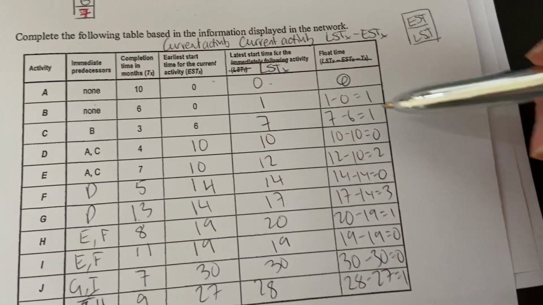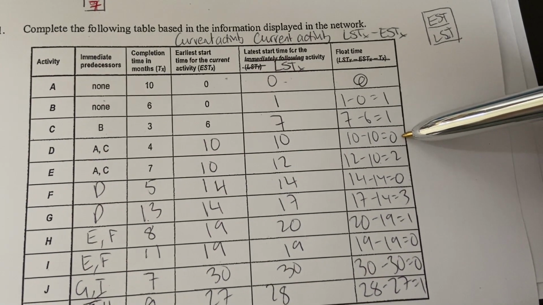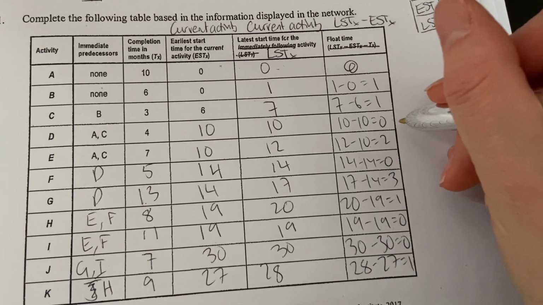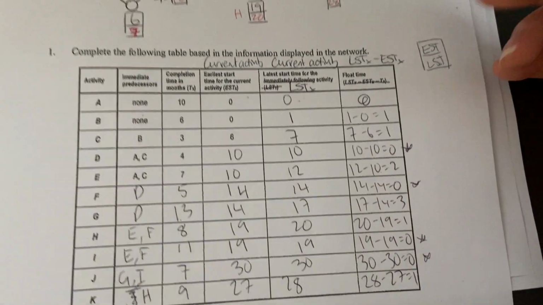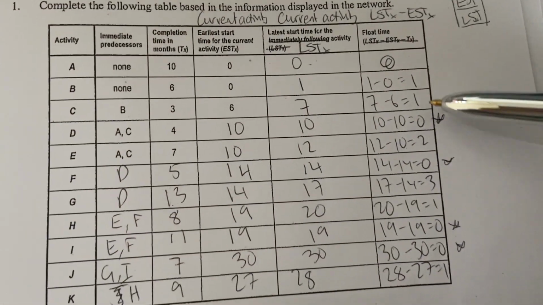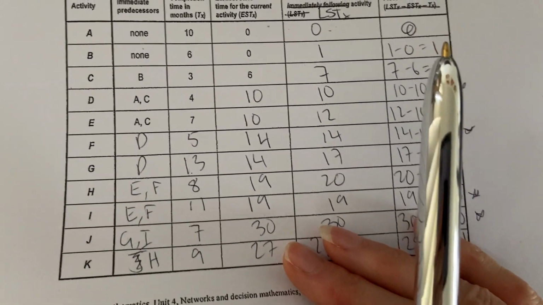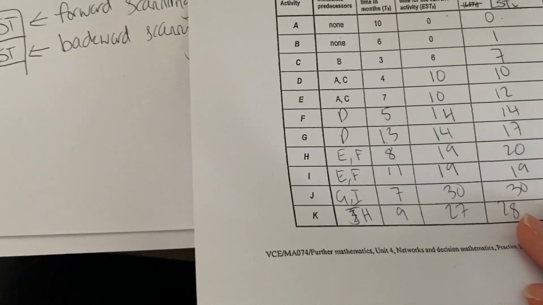So these are all the float times. These are all the times that these activities can be delayed by. If it's 0, you cannot delay these activities. These ones are critical. Okay, so this is critical, critical, critical, critical. So you can see they're on ADIJ. ADIJ, they are on the critical path. All right, hopefully that makes more sense. Let's move on to the crashing part of the question.